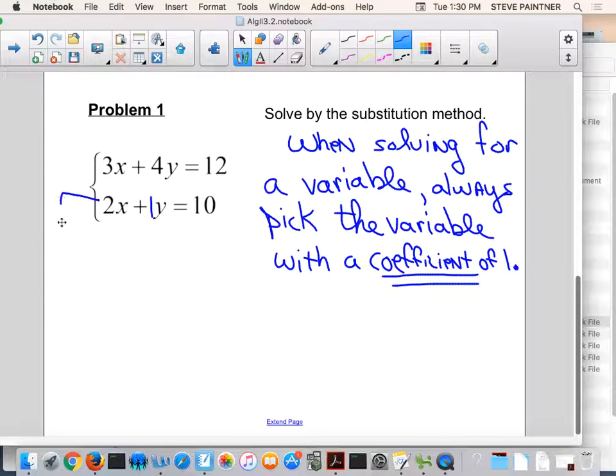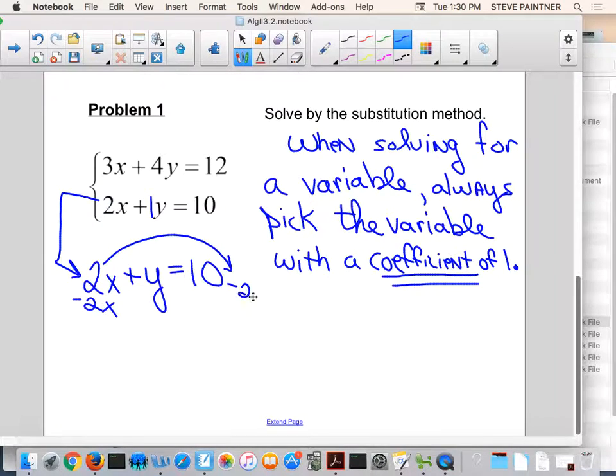Ready? Take this equation, just come down here and solve for y. So it says 2x plus y equals 10. Get the 2x over here with the 10 by subtracting 2x, and put it there. And now it says y equals negative 2x plus 10. I usually put the x term first and the constant last.